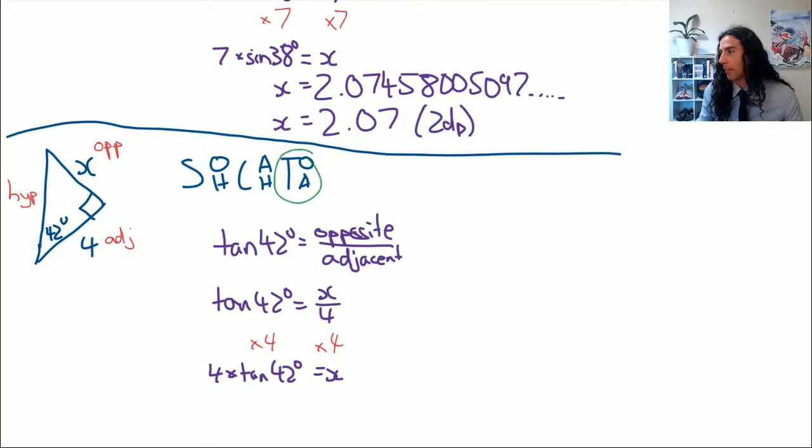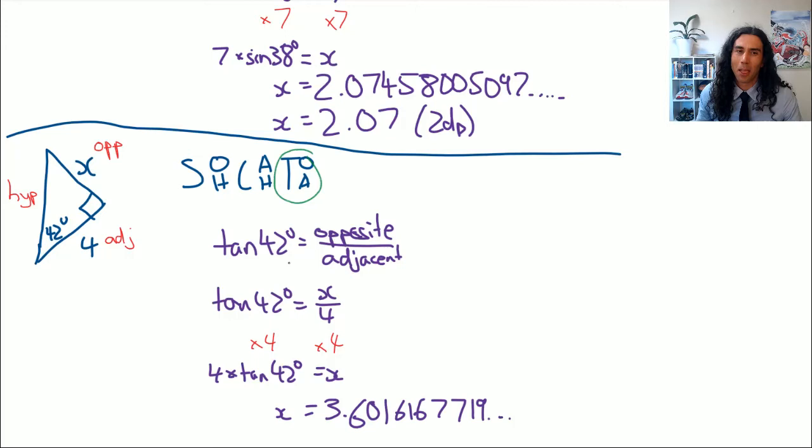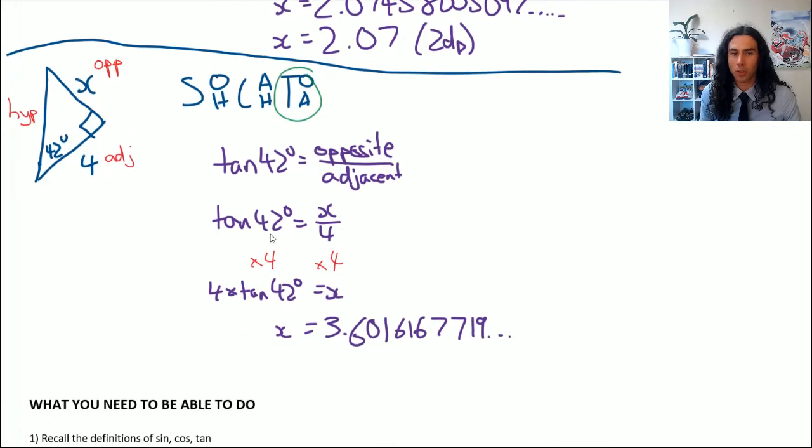And I know why. They put it in a different unit called radians. That's for later. So you've got to make sure your calculator's in the degrees mode. We'll show that to you in class. 3.6, that's more like it. So we always do a bit of a check. I've got X is equal to 3 point, and it goes on forever, 601 6167719, dot, dot, dot. But let's round it off just to 2 decimal places. 3.60.